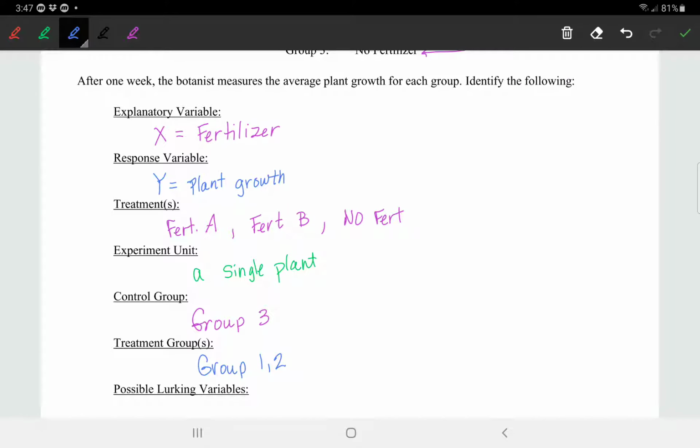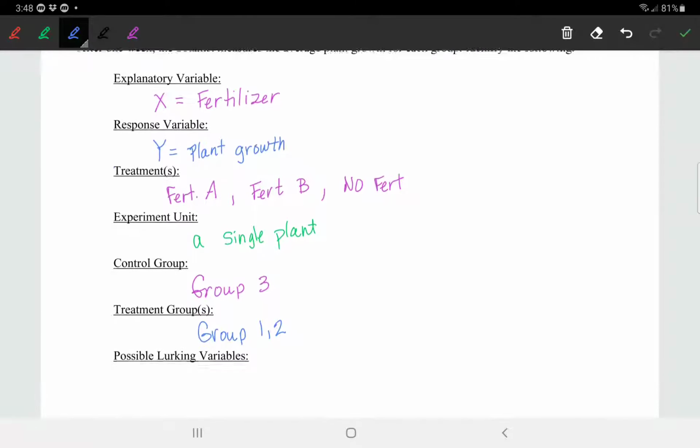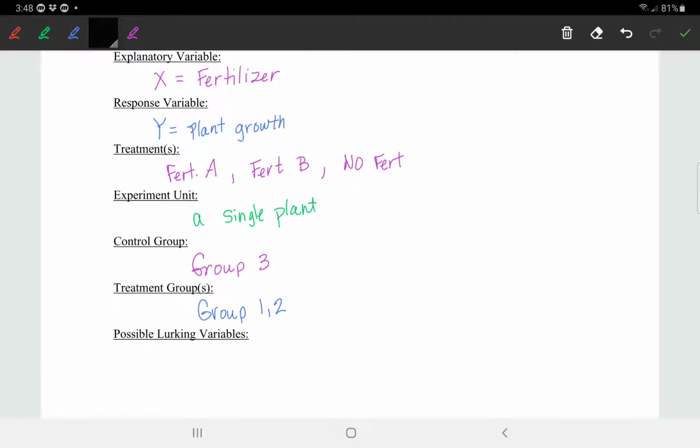And then we have to think, okay, so we get all this data and we collect it. Was there any possible lurking variables? Was something else going on that could affect plant growth that had nothing at all to do with the fertilizer? And it turns out there's actually quite a bit here. We could say, what are the possible lurking variables?